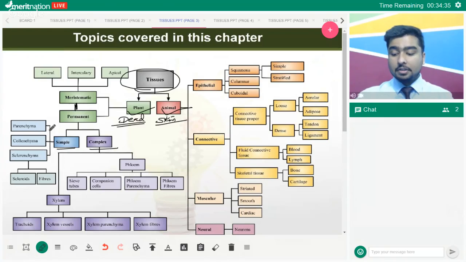Okay, so simple can again be divided into parenchyma, collenchyma, sclerenchyma on the basis of their function, their structure, their cell wall. You must be very well aware of how they look under the microscope, so you might directly get questions. The key feature is that parenchyma has thin walls, collenchyma has uneven walls, and sclerenchyma is mostly walls. The cells of sclerenchyma are dead because they are generally there for support.